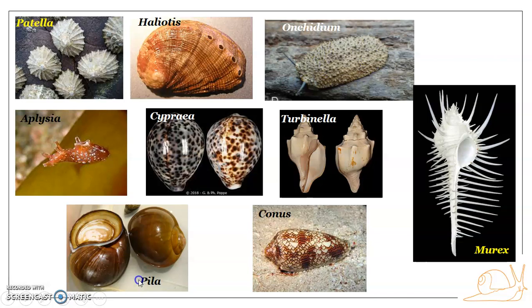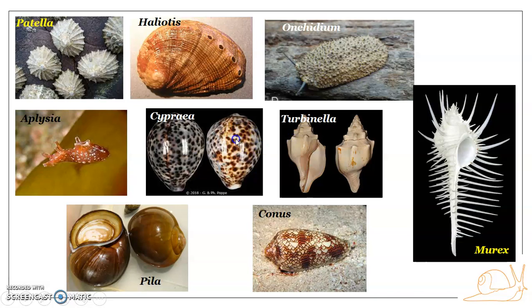Pila, you can see here which one it could belong to. It could belong to the Prosobranchs, with a very typical spirally coiled shell and the operculum covering the opening of the shell. So it is actually a Prosobranch, the one coming along with the Patella, Cypraea, Turbinella, and the Murex.